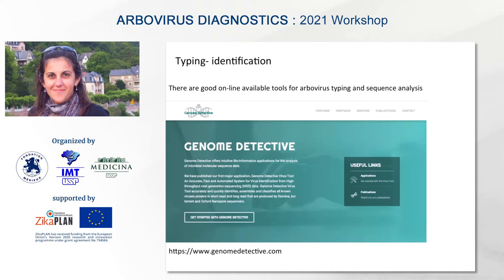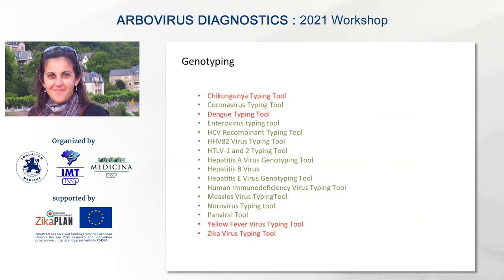There are online tools that help us with basic stuff. The first good example is the Genome Detective tool. This tool is designed to analyze viruses, not only arboviruses, but any virus on earth. You can use as input the reads you obtained from next generation sequencing, like a FASTQ file, for instance, very big files, or a consensus sequence in FASTA format that you already had assembled.